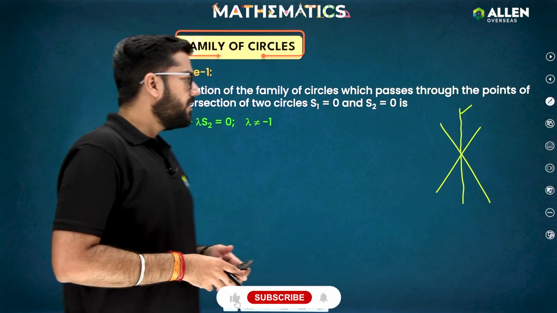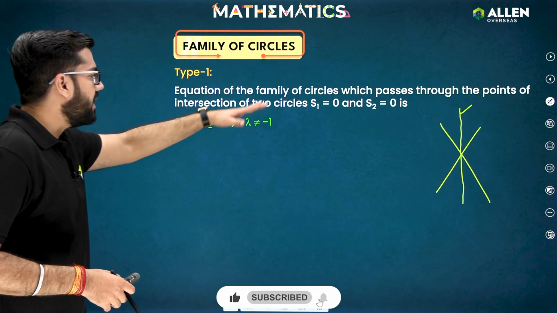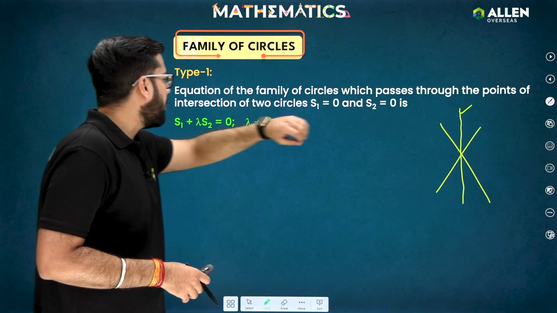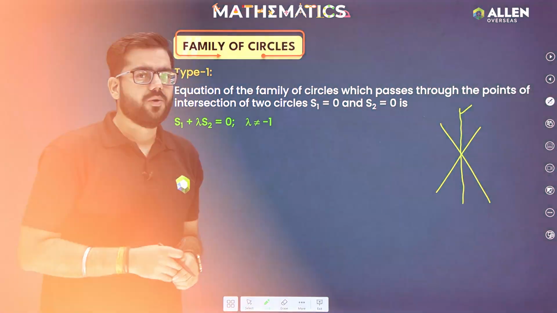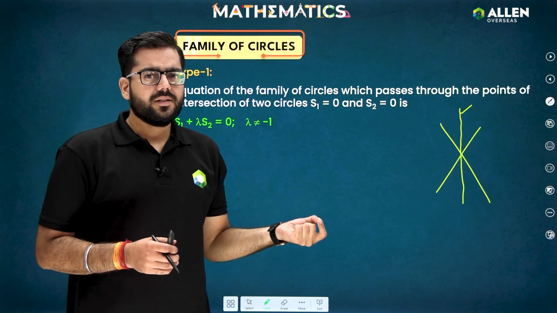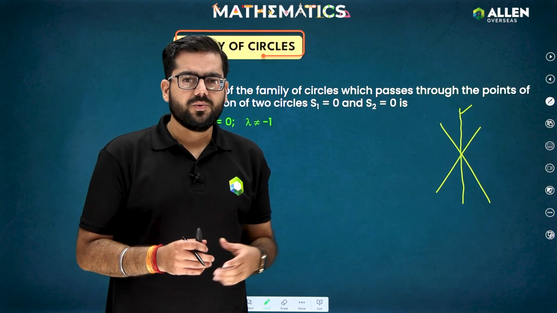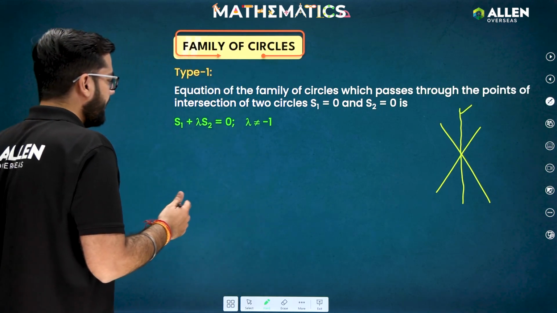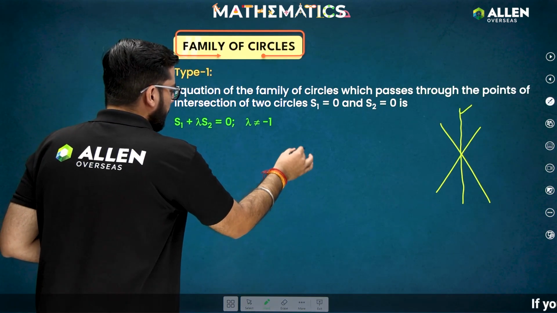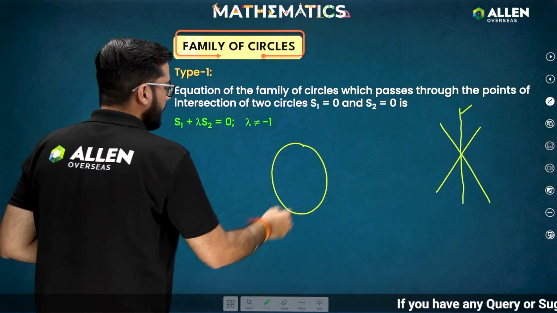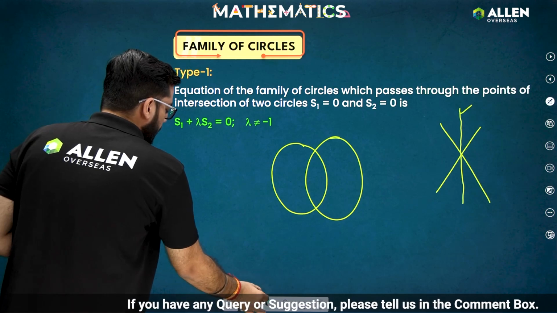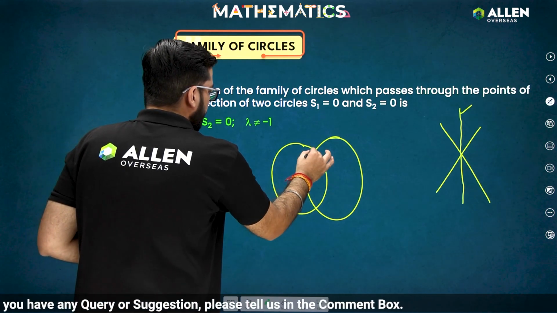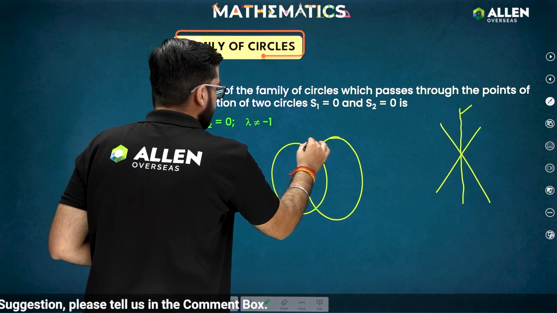In the circle, the first type that we have is the equation of the family of circles which passes through the point of intersection of two circles, S1 equal to 0 and S2 equal to 0. In short, I am going to assume two circles, S1 and S2. Now what would be the scenario? Let's visualize the things. For example, two circles we have something like this. The points of intersection of these two circles are here and here. Let's say this is A and B.